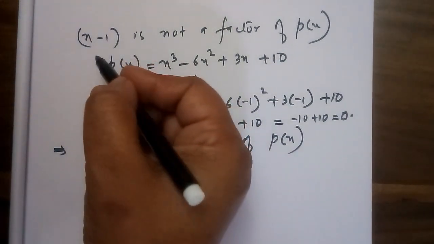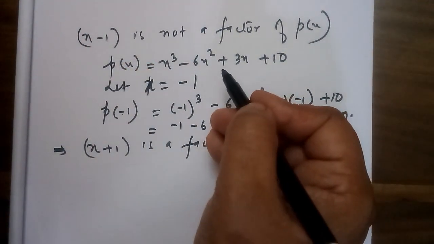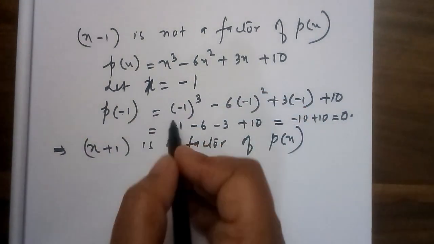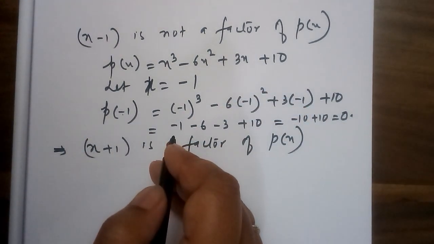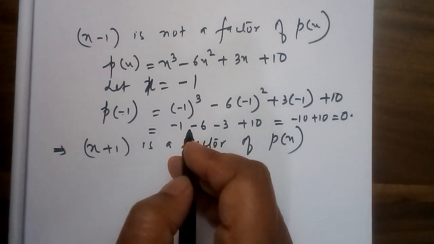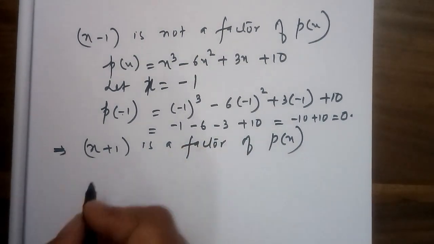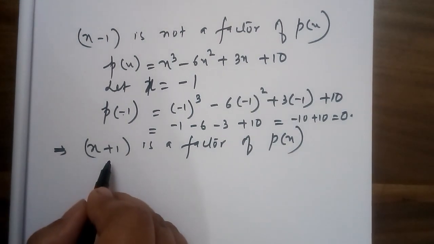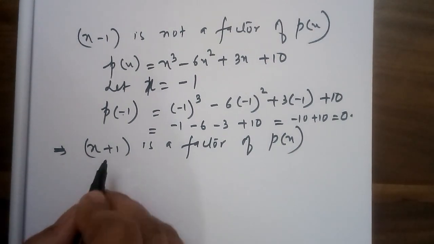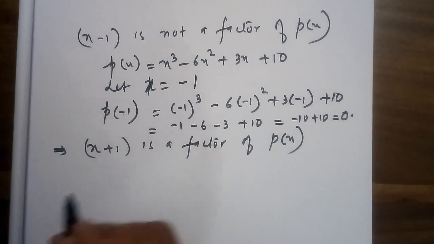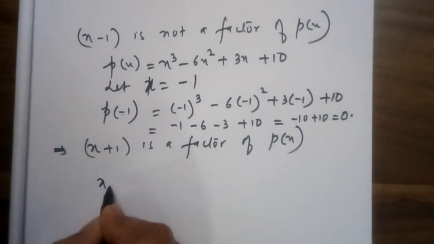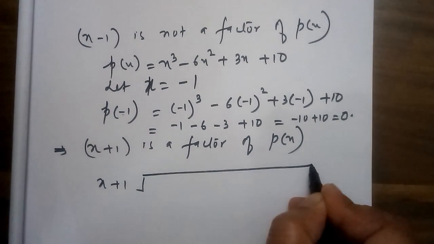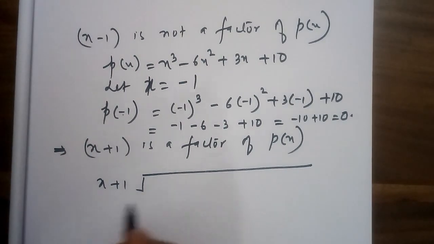So the first step was finding all the factors of the constant term. The second step was finding the first factor by the method of hit and trial. Now I am coming to the third step. Once I find my first factor, whatever it is, I come to the third step. The third step is long division. So I divide my polynomial by this first factor.